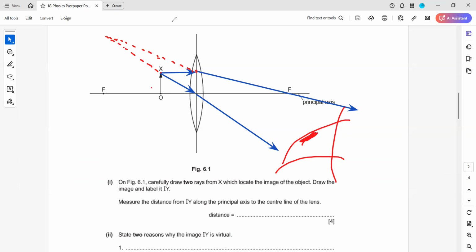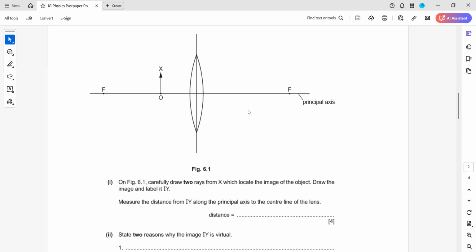When we produce them backward, this is the position of the image, which we call IY. So that is IY. And we need to measure the distance from IY along the principal axis to the center of the lens. So you have to use a scale, a ruler, and measure the distance between the image and the center of the lens according to the figure.